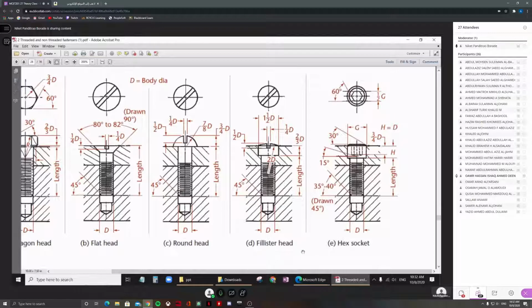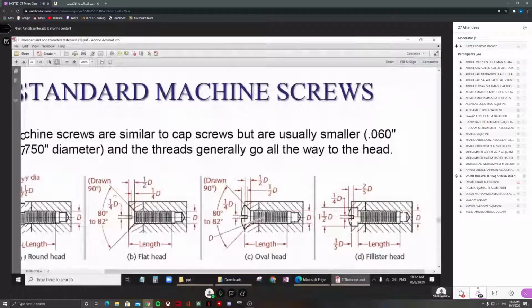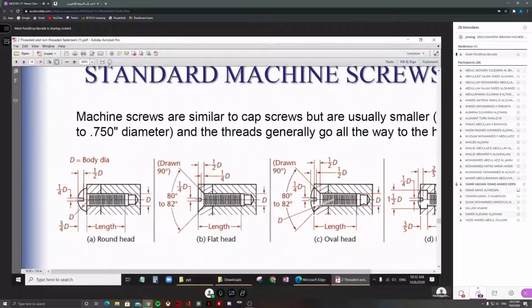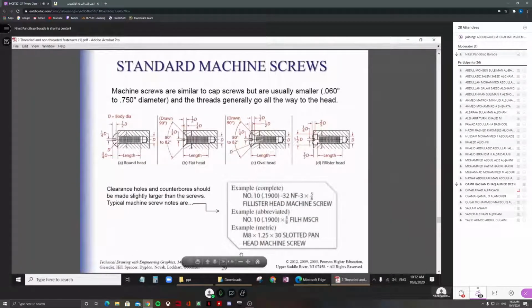Round headed, Philister head, and hexagonal headed socket for the Allen key. So you can see even for this one, how much is the width, how much is the diameter, how much is the radius, slot depth, everything is coming from the ISO standards. I'll move on. I just want you to see and appreciate the fact. These are the different types of the screws. Machine screws. Again, the standard specifications are given.